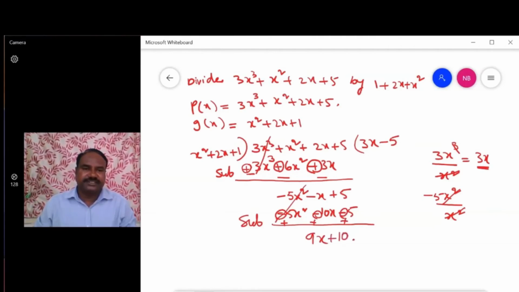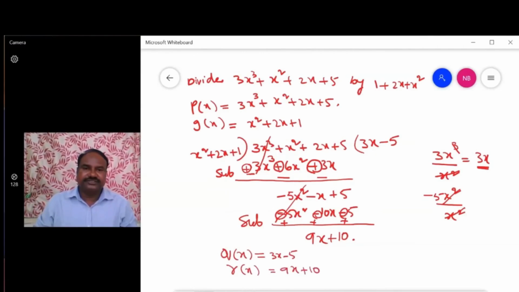Here 9x plus 10 is the remainder, called r of x. So here what we got: quotient q of x is equal to 3x minus 5, and the remainder r of x is 9x plus 10. Where we have to stop this division is here: the degree of this remainder 9x, that is 1, should be less than the degree of this divisor. Here x square is there. When we get a polynomial having a degree less than the divisor, then we can stop.